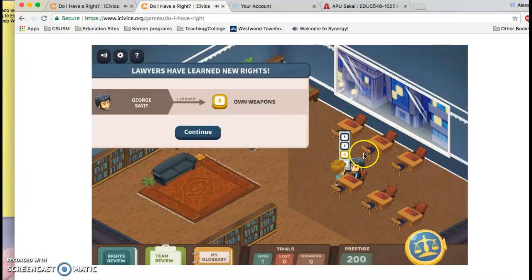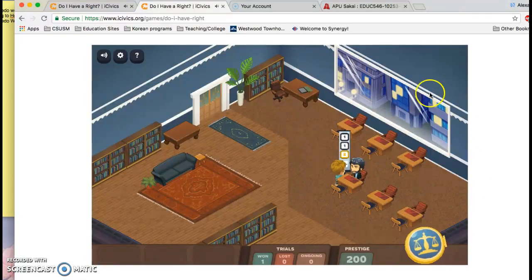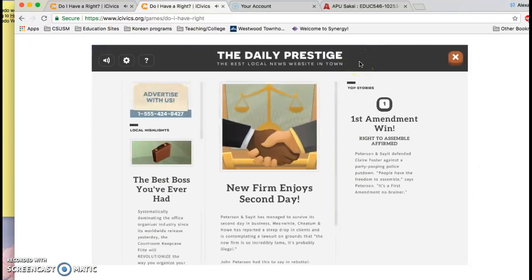You can employ more people who have specific abilities when it comes to identifying parts of amendments. So there's one person who only does the 7th Amendment. There's one person who only does the 14th Amendment. And so as you hire more people, you're going to be able to help more clients and therefore make more money. My students love this game because it has to do with competition. Because the more prestige and the bigger your firm, the more likely you are to be successful as a lawyer.